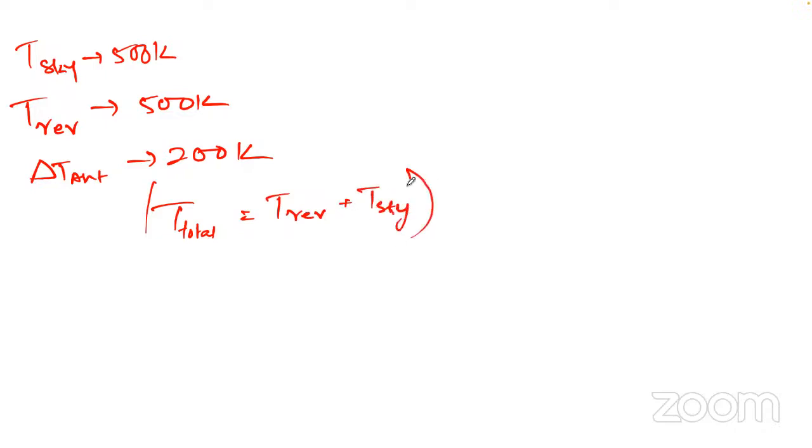Now here, this T sky is coming from where? Antenna. Okay, I mentioned that whenever we are talking about T total in the question, it will be mentioned that there is a telescope, radio telescope, or some type of antenna present. Fine, so this is coming from the antenna.